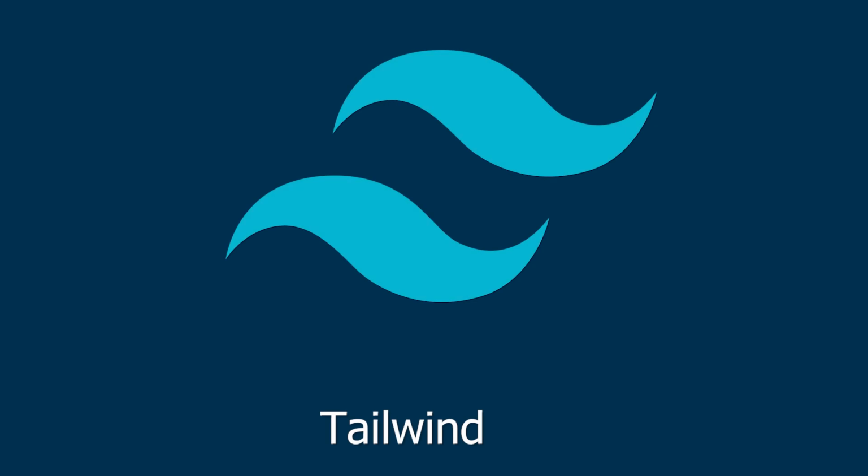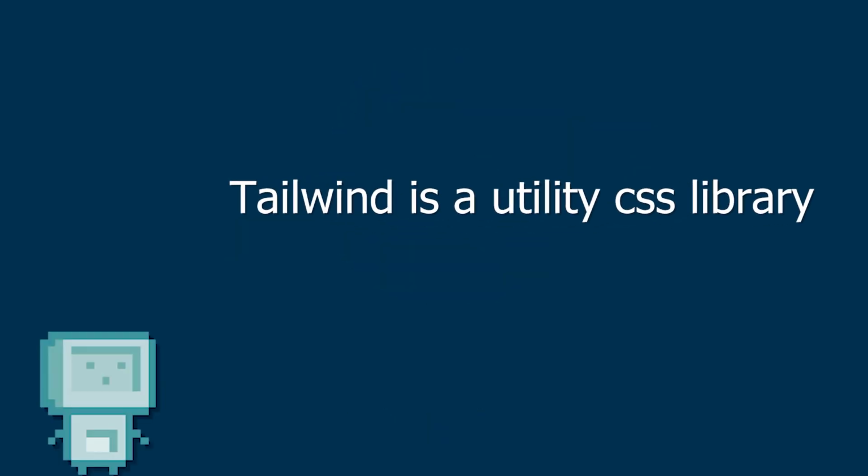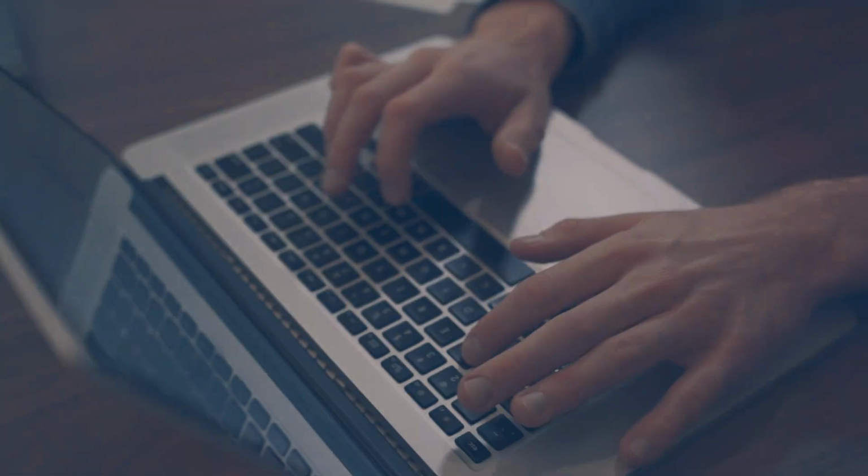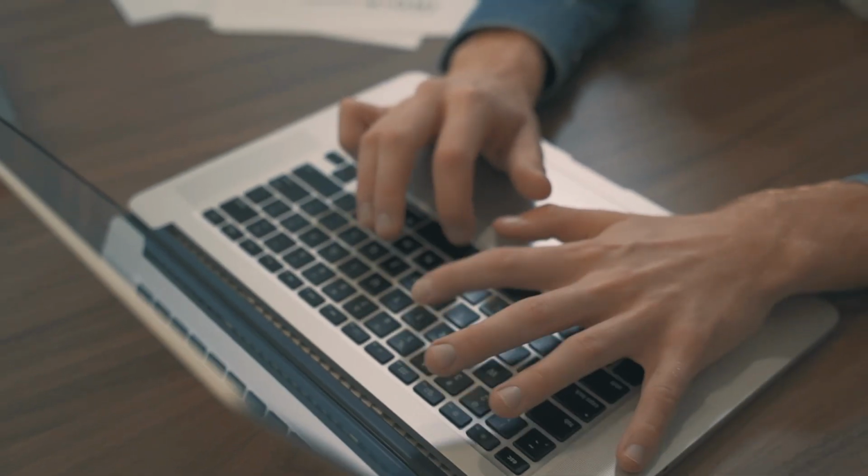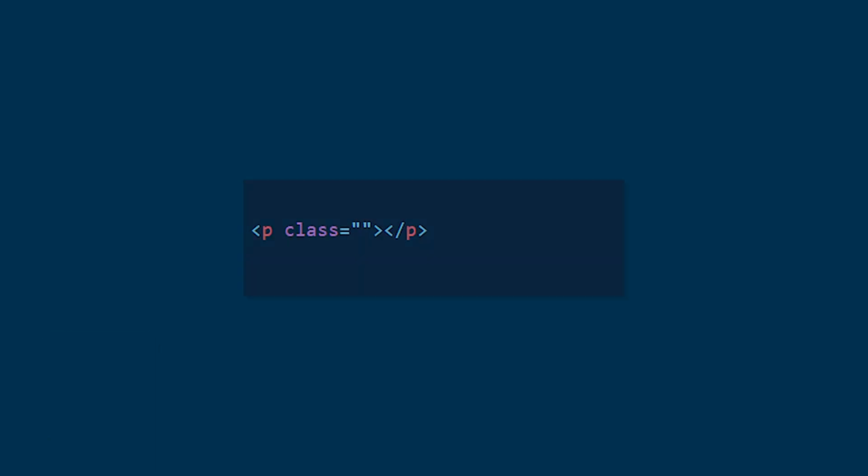Tailwind. Tailwind is a utility CSS library. It helps you create websites pretty fast, and it is not that hard once you have learned it. Tailwind does this all within the HTML file using classes.